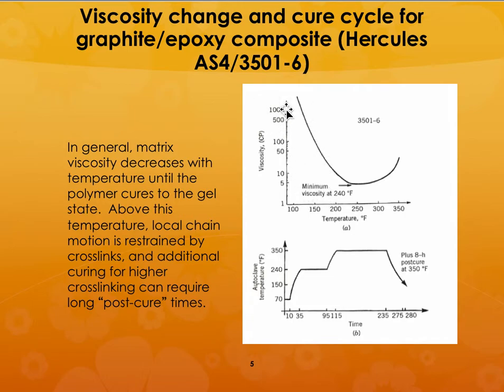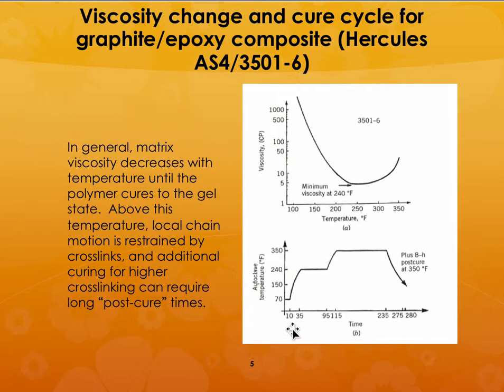When you are infiltrating the fiber bundle with a matrix resin, you have to heat it in order to cure it. And what also happens is that when you heat it, the matrix viscosity will decrease and it will start infiltrating, flowing very nicely, but then it starts thickening and gelling. So above this temperature, with the local chain motion, the matrix resin will start creating crosslinks, and additional curing can also cause what is called higher amounts of cross-linking.